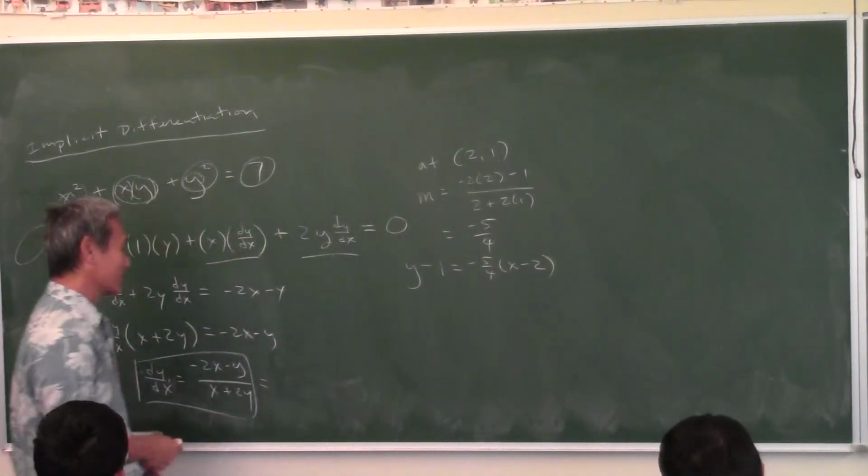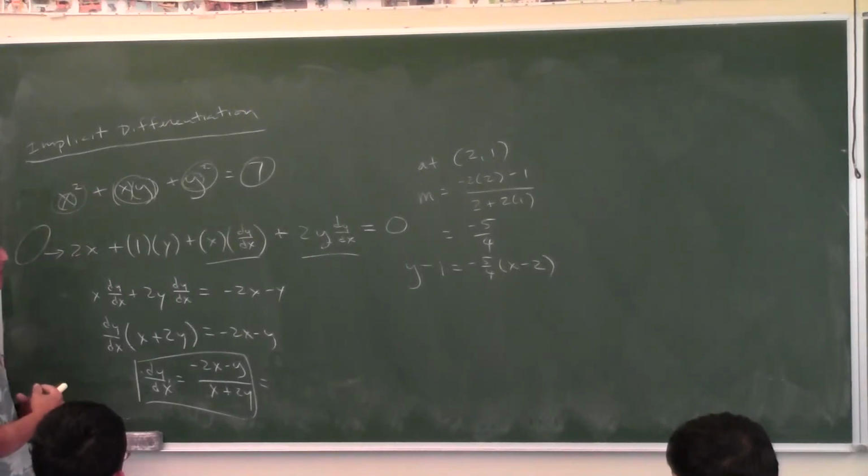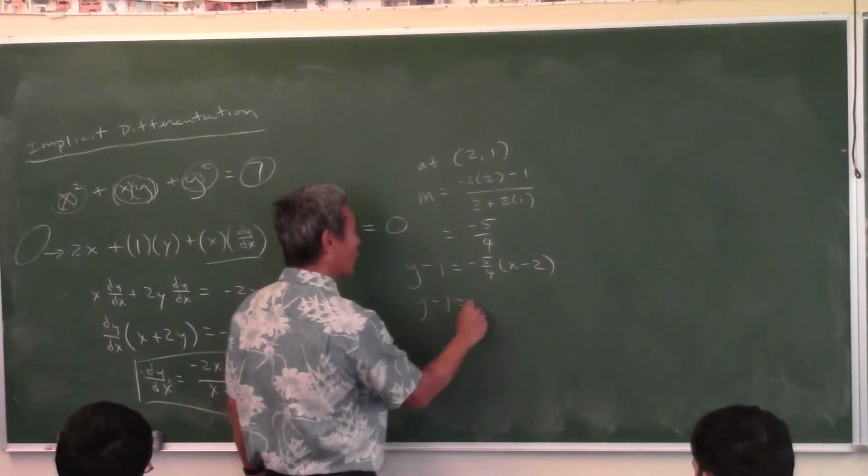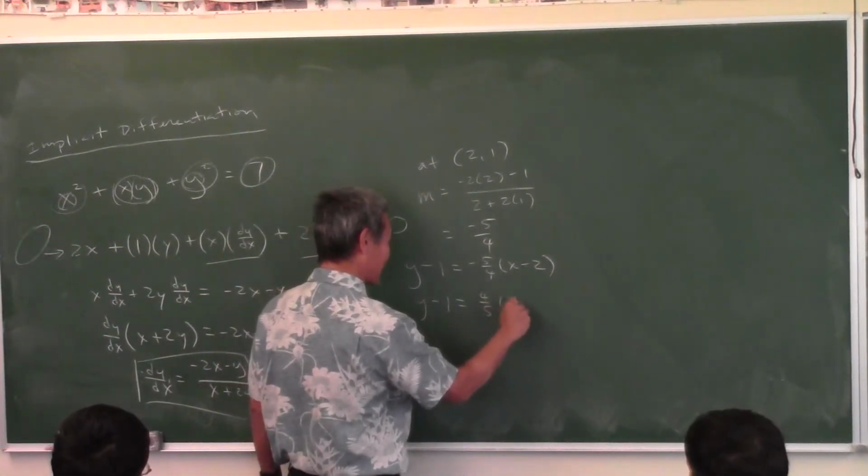And I'm not going to insult your intelligence by asking you to write the equation of the normal line. I think you should insult. Negative reciprocal. Okay, I'll do it. y minus 1 equals 4/5 times x minus 2.